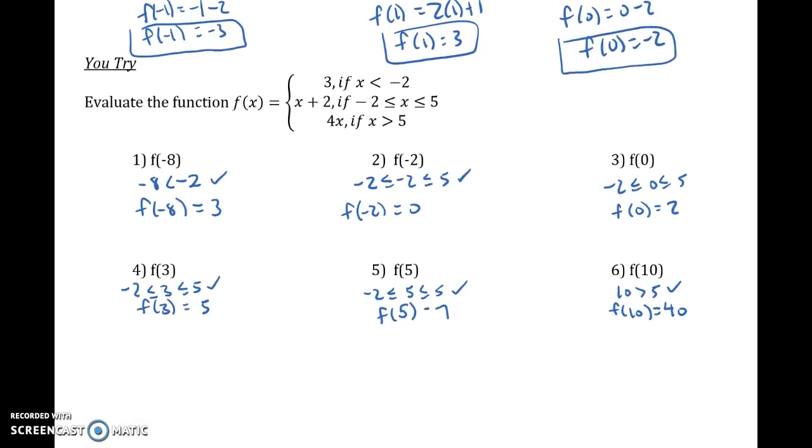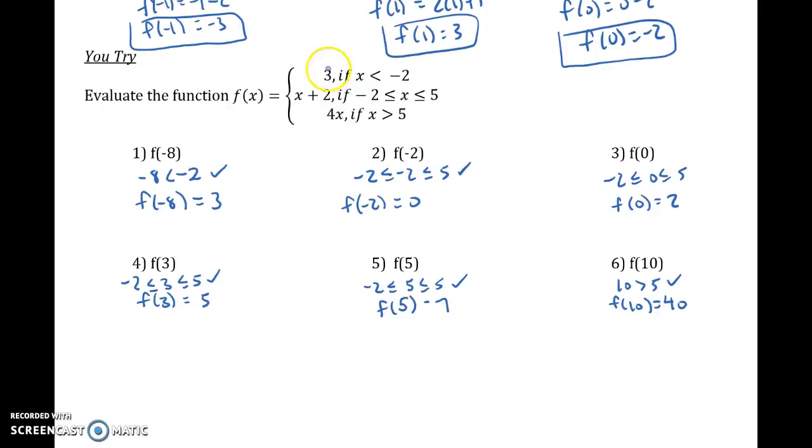A couple things I want to point out. Number 1, notice how there's no x here when f of x equals 3. Well, that means you can't plug anything into it. So no matter what you plug in for x, you will always get 3. So this is an example of a flat line, a horizontal line. Okay? Then hopefully the others are pretty straightforward. You're just seeing which ones fit into which constraint, making sure you see the less than or equal. So the 5 fits in the middle, whereas the 10 goes to the last one with 4x.